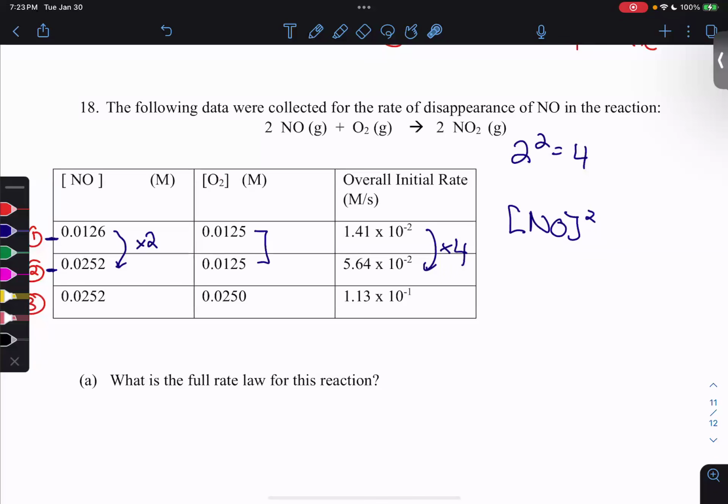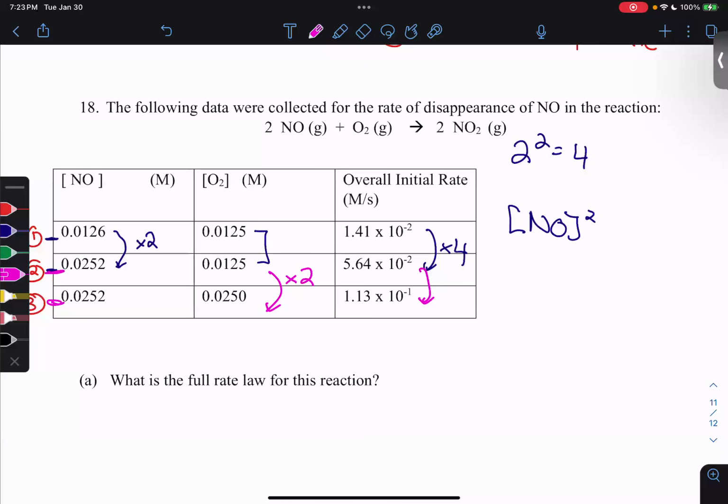What 2 experiments will help us get the O2 order? Experiments 2 and 3, because there NO stays constant. And O2 changes. So how does O2 change for, no, not that experiment, this one, these 2. What's happening? It's doubling, and then what's happening to the overall rate?